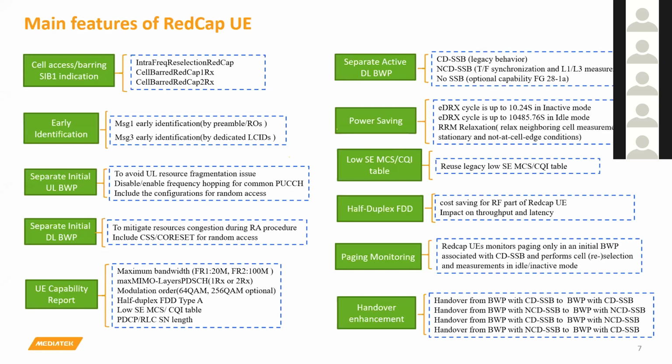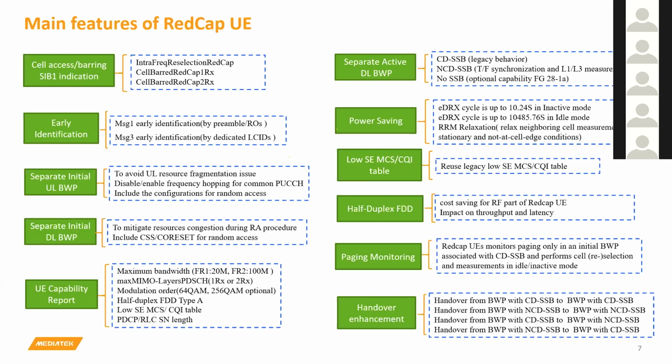Half duplex FDD can be supported optionally by RedCap UE. The RF duplexer is removed and cost can be saved. However, half duplex may have an impact on throughput and latency, and some use cases may be limited.